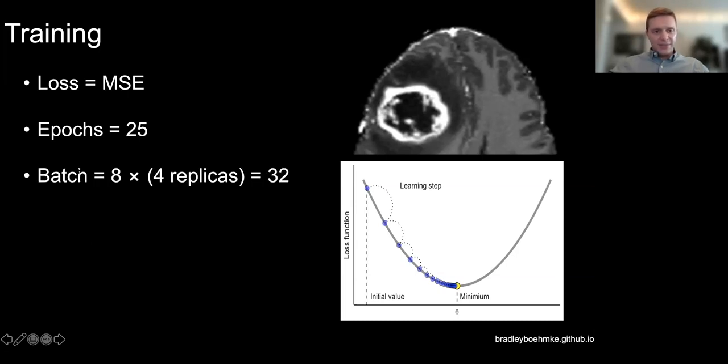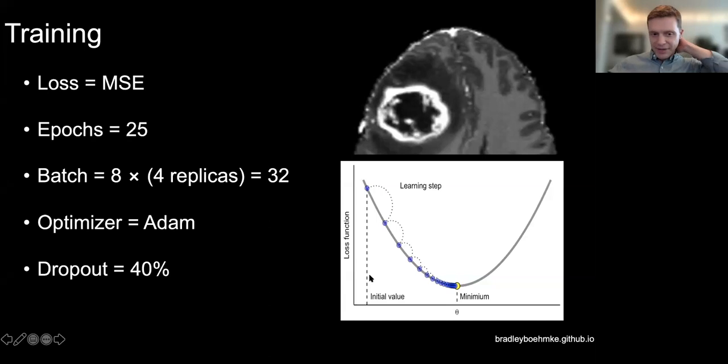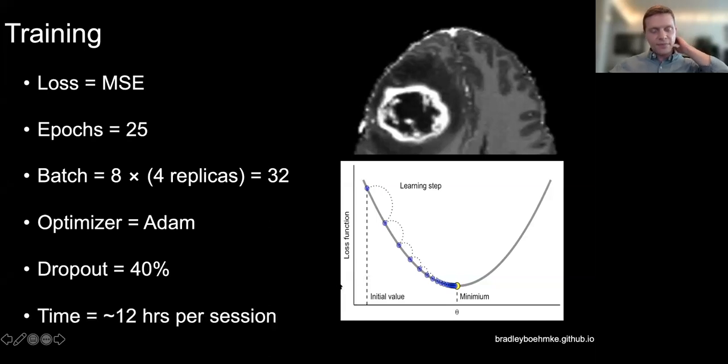The batch size was 8 times 4 GPU replicas for an effective batch size of 32. We used the Adam optimizer and a dropout rate of 40% for training. And this took about 12 hours per training session. So not too long, but still was able to accept plenty of people by occupying 4 GPUs for 12 hours per session.